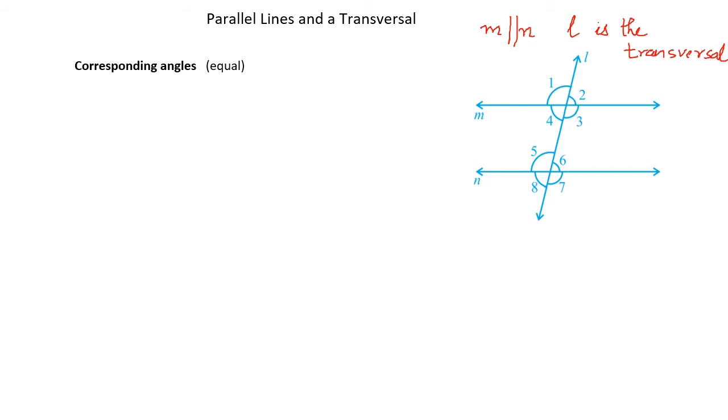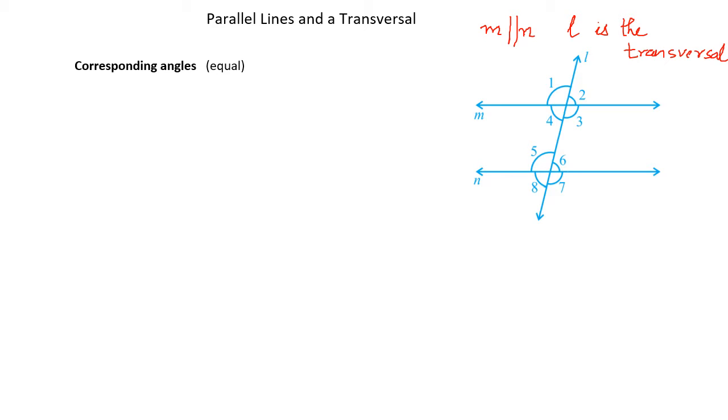Okay. So, the first one is corresponding angles. All the corresponding angles are equal. Okay, so that's the first thing. All the corresponding angles are equal. Now we have to find out which is the corresponding angle here. Can you tell me which is the corresponding angle? Angle 1 and angle 5.